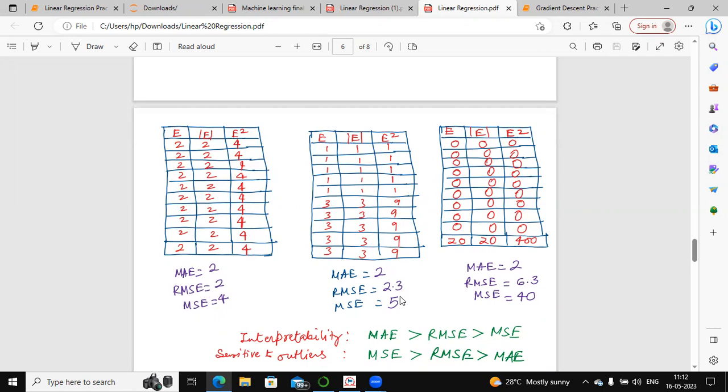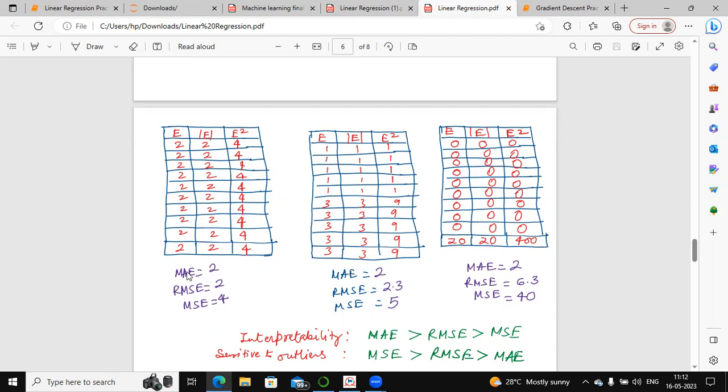whereas root 5 comes out to be 2.3, which is our root mean square error. Okay. And now in this example, if you see here also mean absolute error comes out to be 2. And root mean square error comes out to be 6.3 and mean square error comes out to be 40 because of this. Okay, 400 divided by 10, 40. And root 40 is 6.3.